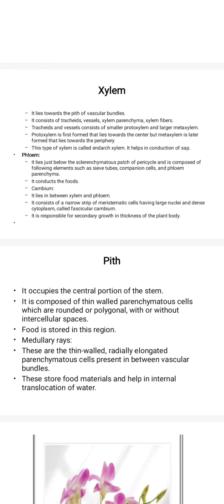And the innermost layer is the pith. It occupies the central portion of the stem. It is composed of thin-walled parenchymatous cells which are rounded or polygonal, with or without intercellular spaces. Food is stored in this region. Medullary rays are thin-walled, radially enlarged parenchymatous cells present in between vascular bundles, and these store food materials and help in internal translocation of water.